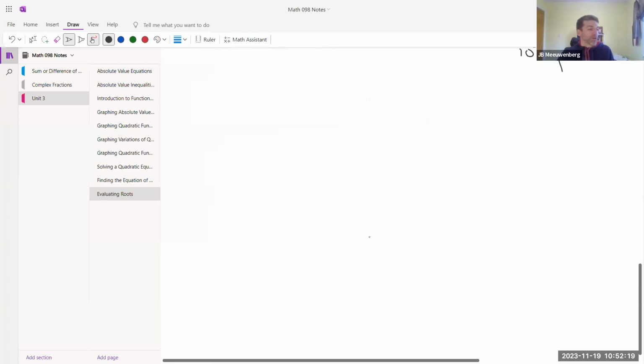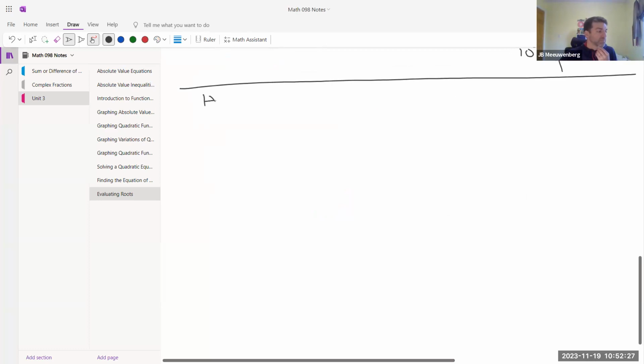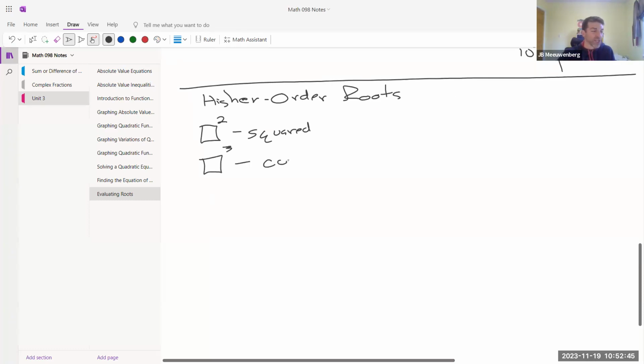So far, we've only been looking at square roots. We can also look at higher order roots. Something to the power of 2, we often call that squaring, right? We say that is squared. If it's to the power of 3, we call it cubed. Anything above that, we just call that a higher order root, 4th power, 5th power, etc. We can take the roots of those things as well.